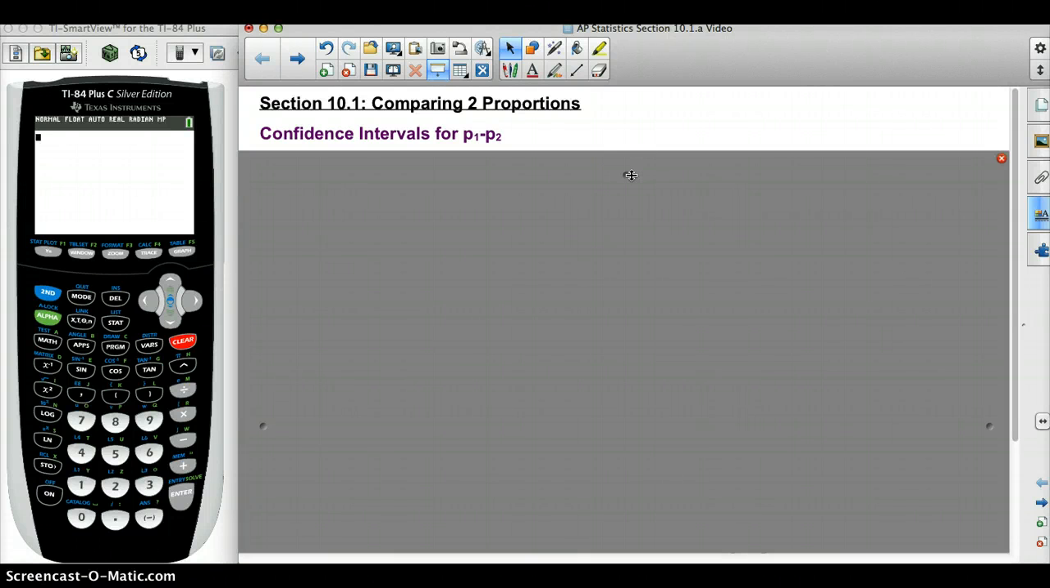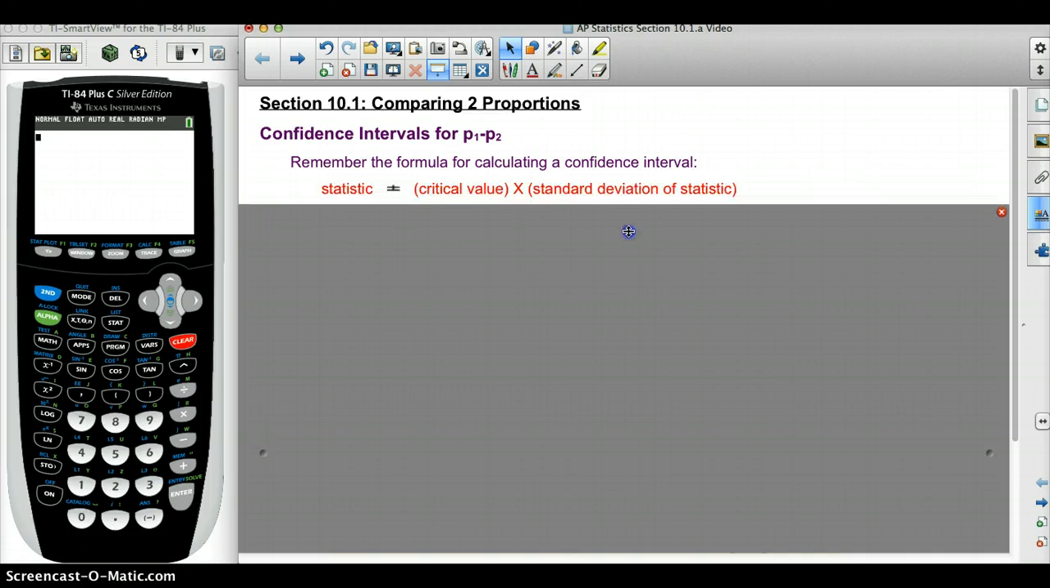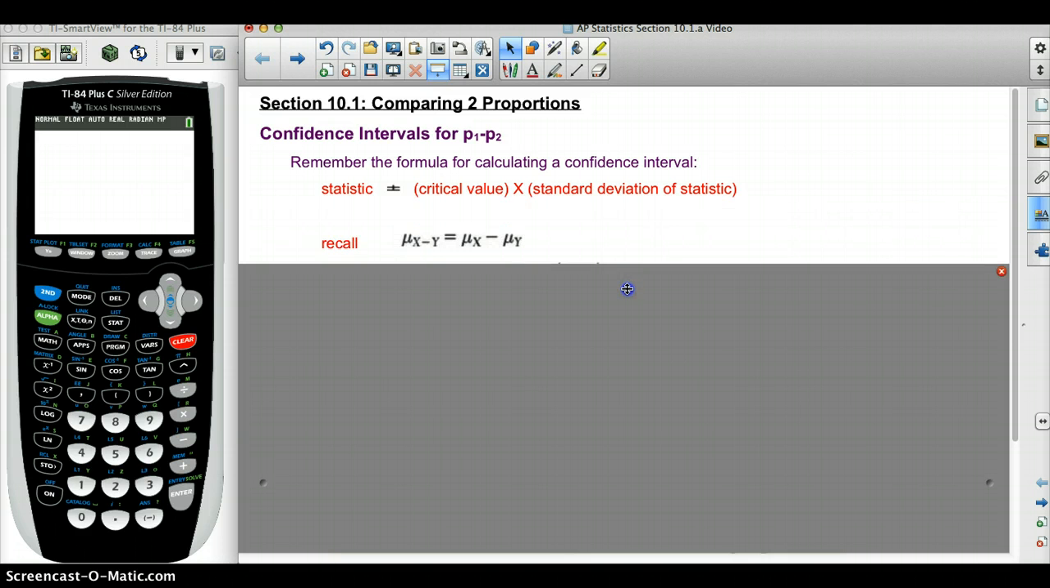Okay, remember from your reading that we have a few properties that we should already know. Don't forget the formula for calculating a confidence interval, which is a statistic plus or minus the critical value times the standard deviation of the statistic. You also already know that if you have two random variables and you're finding the difference of them for the mean, you can also separate the two means.